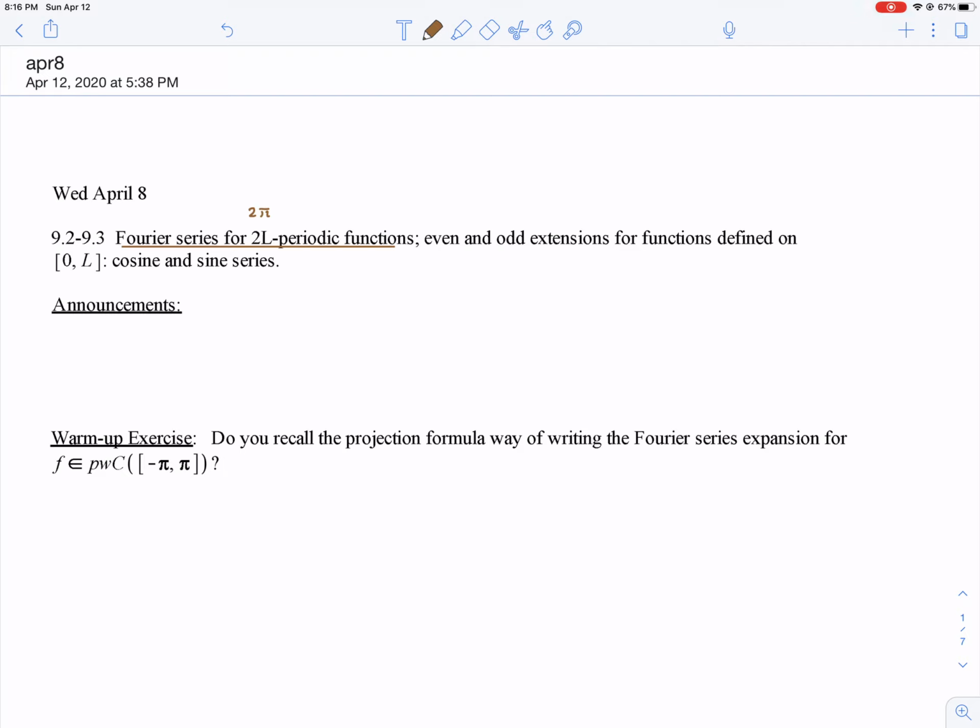And then the second topic is if we have a function defined on the interval from 0 to L, then we can do either even or odd extensions to the interval minus L to L, and that will yield a cosine series or sine series depending on whether we do an even extension or an odd extension. And these even and odd extensions, as well as considering general periods, will be useful in applications when we study partial differential equations, starting in a couple lectures.